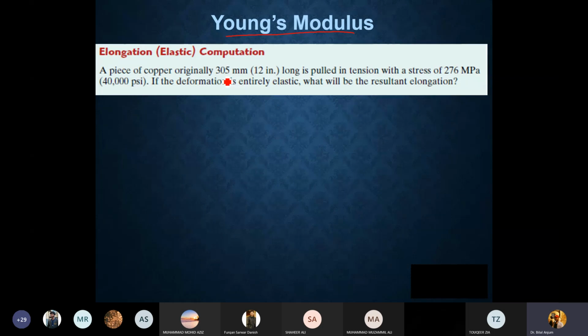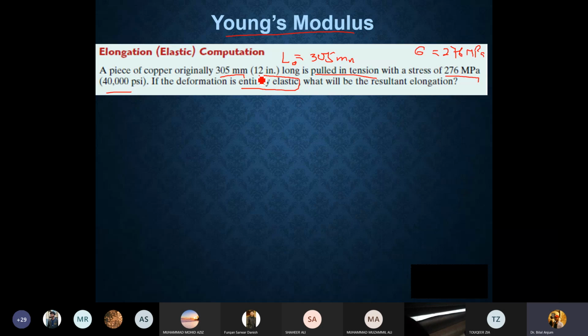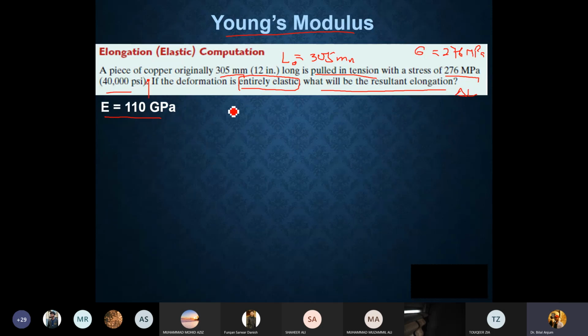A piece of copper which is originally 305 millimeters or 12 inches long, so the original length L naught is 305 mm, is pulled in tension with a stress of 276 megapascal, which is 40,000 psi. If the deformation is entirely elastic, you are in the elastic region, what will be the resultant elongation, that is, the change in length? You are given that the Young's modulus of copper is 110 gigapascal.